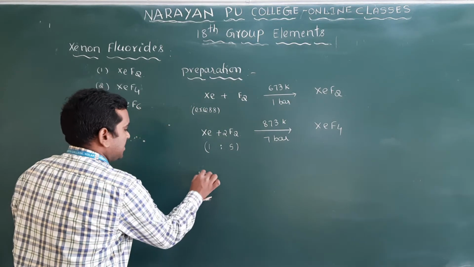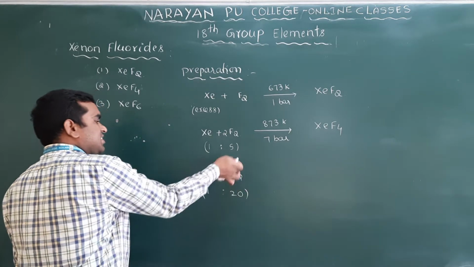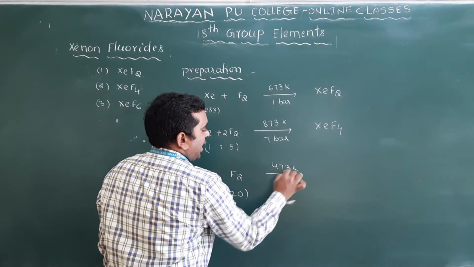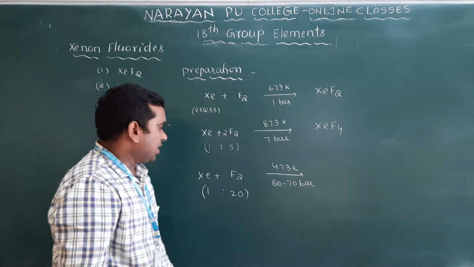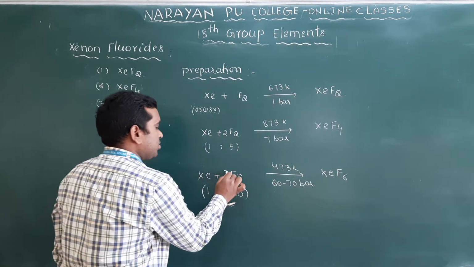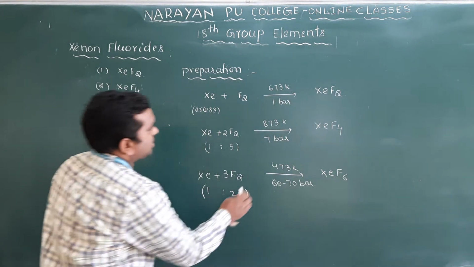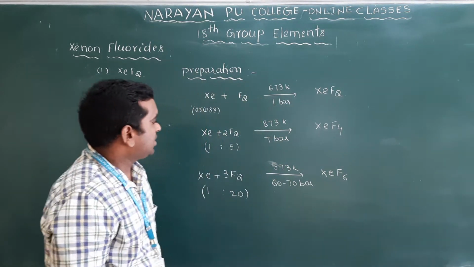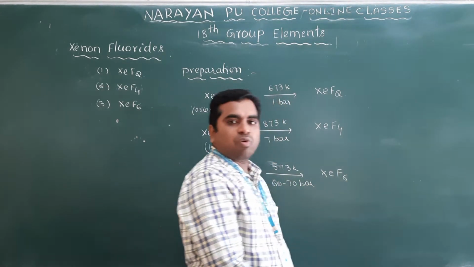Next, when xenon is treated with fluorine in a 1:20 ratio, take an excess amount of fluorine. Take 473 Kelvin and 60 to 70 bar pressure. Maintain high pressure here. Then you will get XeF6. This is the preparation of xenon hexafluoride.